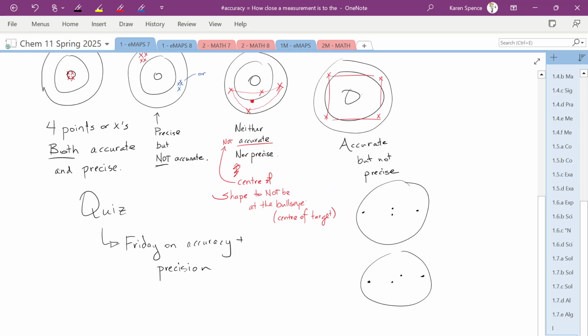Quiz on Friday on accuracy and precision. Your homework tonight will be to do a little extra practice on accuracy and precision. Okay, and then if you want extra practice, like say tomorrow, you're like, oh, I would like extra practice, I will sign you out a Hebden Chemistry 11, they have some accuracy and precision questions in there as well. Okay, so there's an extra textbook that you can sign out.